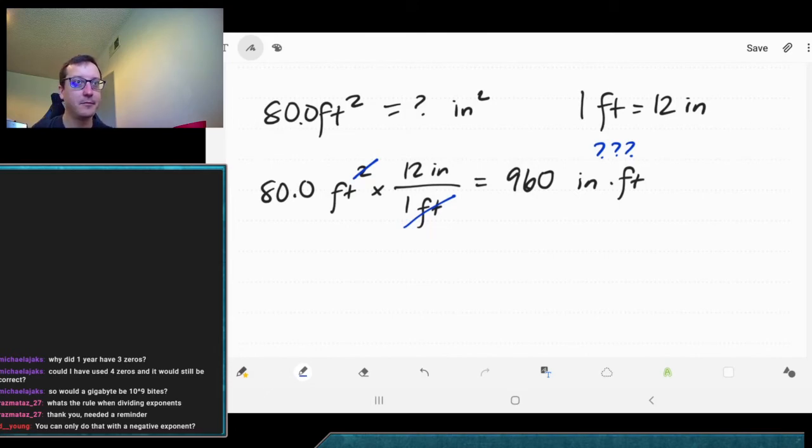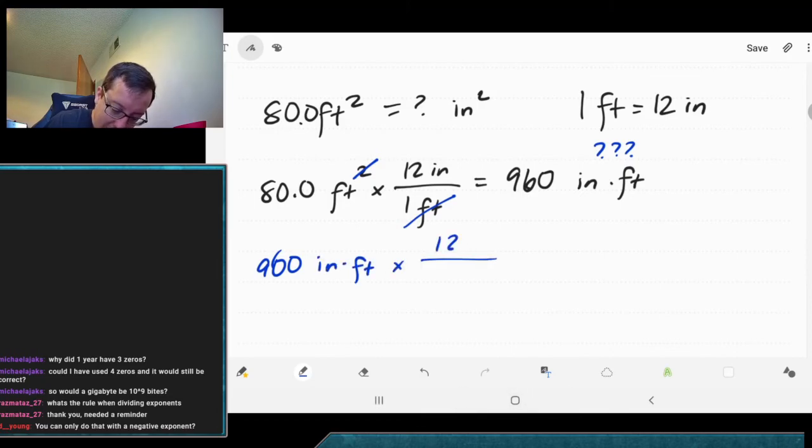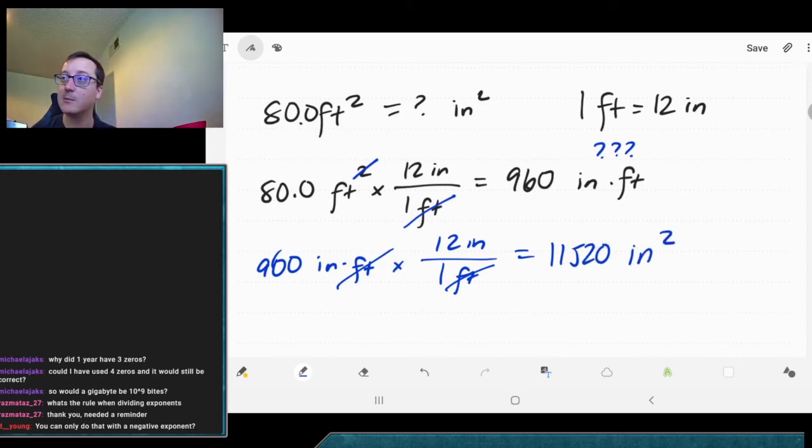But we could just do it again. We're going to say that 960 inches times feet. Well, let's just do it again. This time, our feet cancel out. And we get now inches times inches. So inches squared. With sig figs we need 3, so that would be with sig figs there.